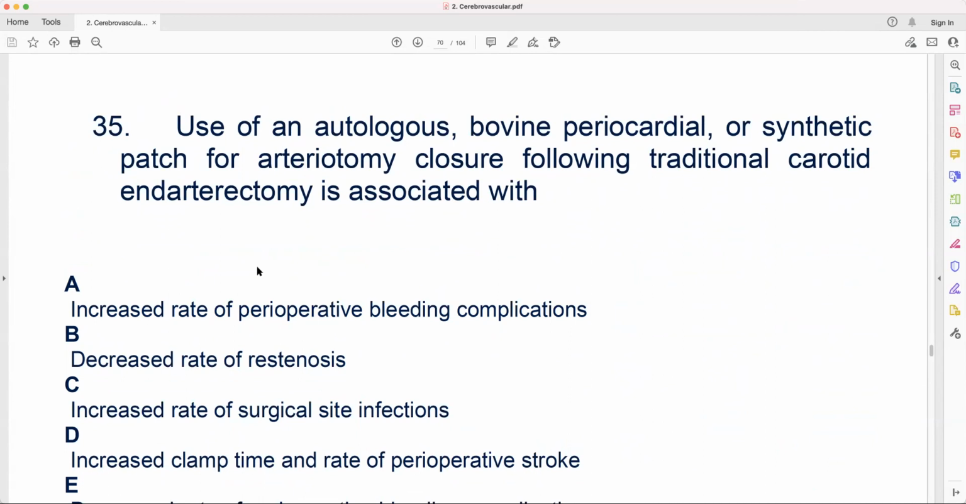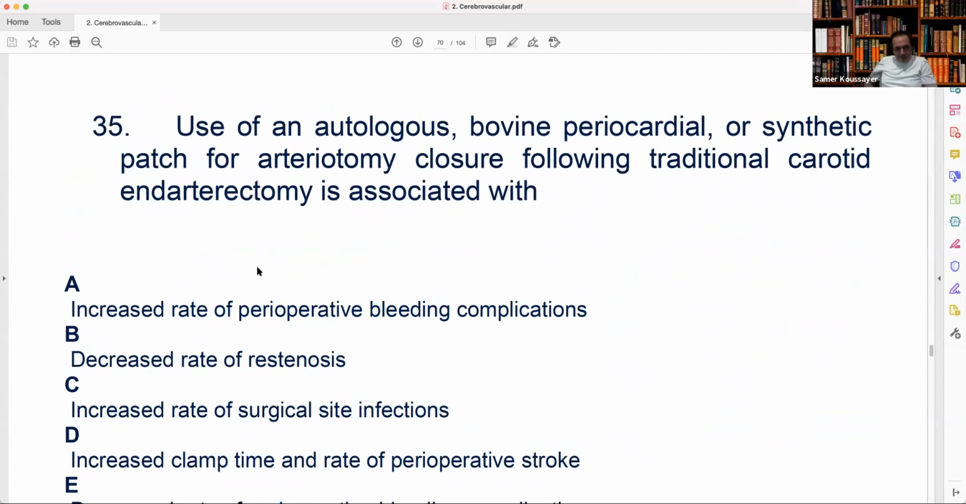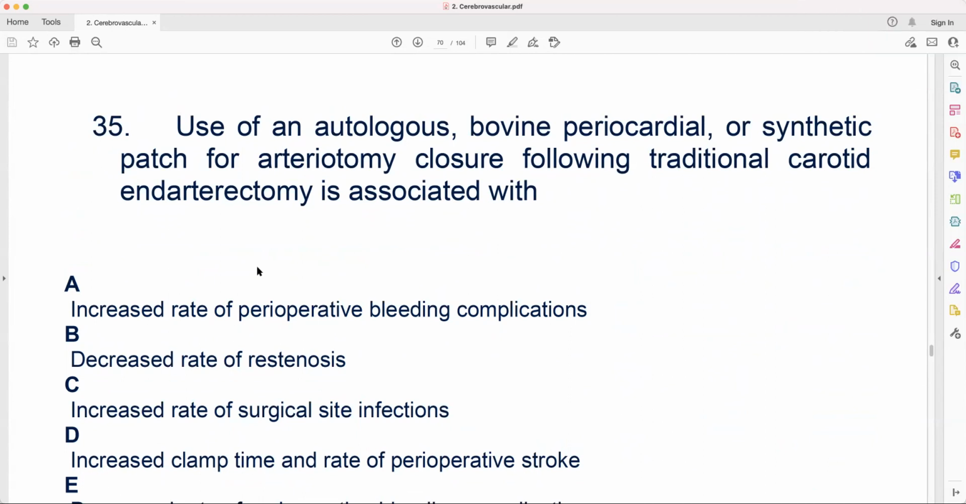All right, let's get this question. It's not very fresh. Okay. Use of autologous bovine pericardial or synthetic patch for arteriotomy closure following traditional carotid endarterectomy is associated with.